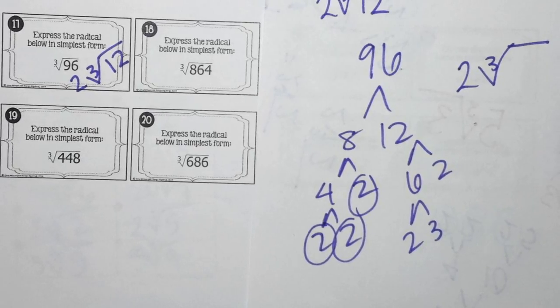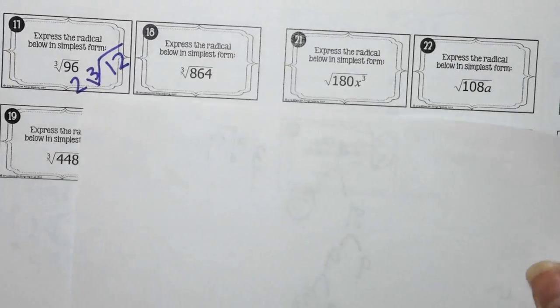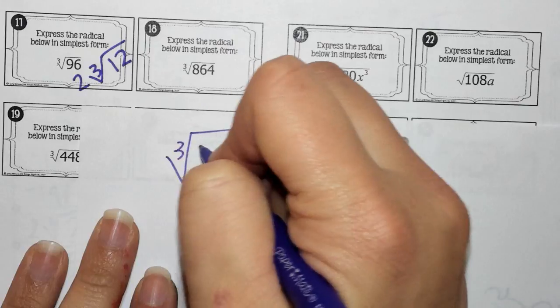Are we ready to talk about number 18 while y'all are working, or do you just want time to finish? Go over it? Yeah. All right, so we're doing the cubed root of 864, correct?